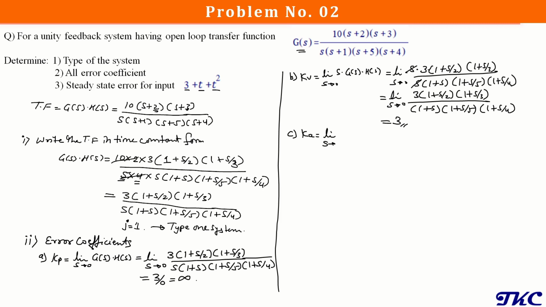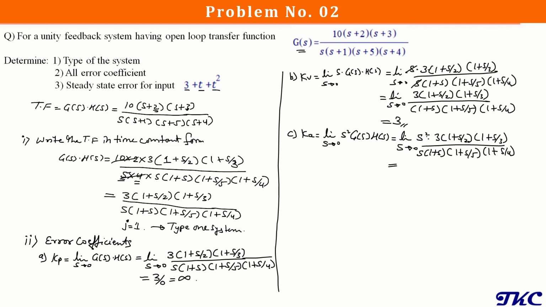The formula for that is limit s tends to 0 of s square G(s) H(s). So when we substitute the transfer function value, we will have limit s tends to 0 of s square into 3 (1 plus s by 2)(1 plus s by 3) divided by s into (1 plus s)(1 plus s by 5)(1 plus s by 4).